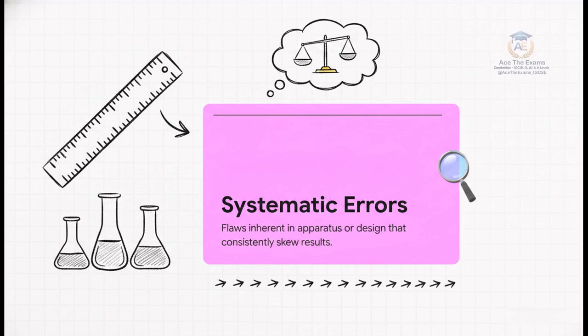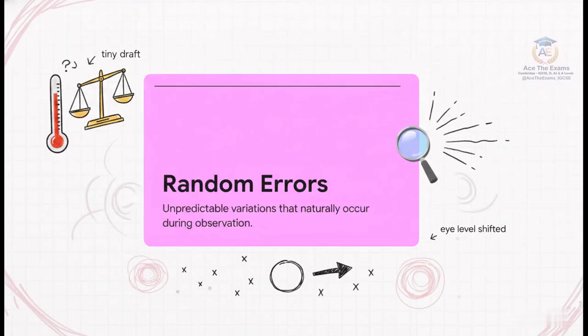For example, if your measuring scale is calibrated incorrectly from the factory, it's going to consistently throw off all your measurements by the exact same amount in the exact same direction every single time. On the flip side, we have random errors. These are the naturally occurring, completely unpredictable fluctuations. Maybe your eye level just shifted slightly when you were reading a thermometer, or a tiny draft in the room affected a super sensitive scale. They happen, and this is exactly why we take repeated measurements and calculate averages. It smooths out those random little bumps in the road.